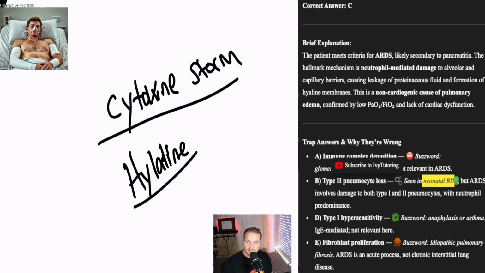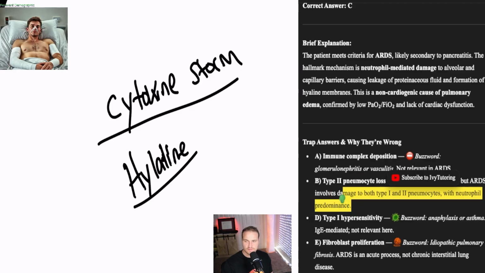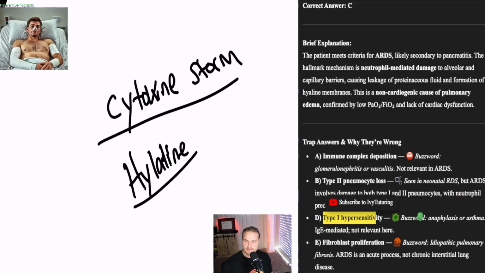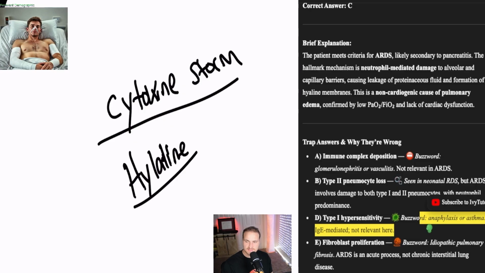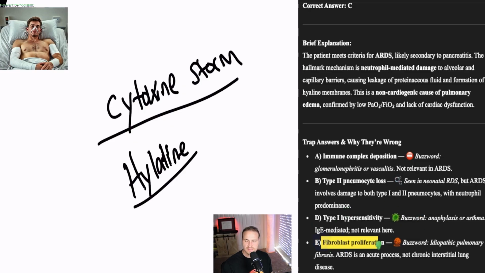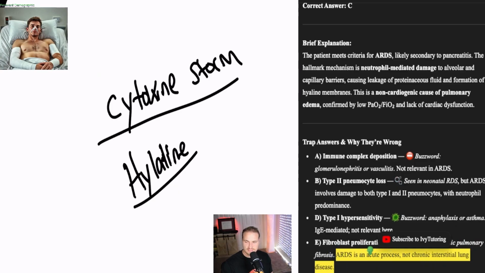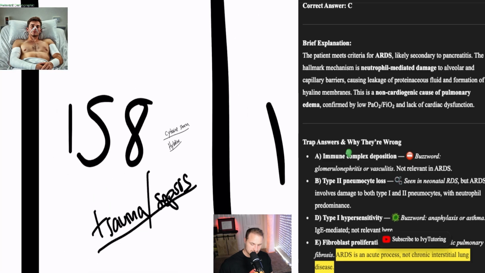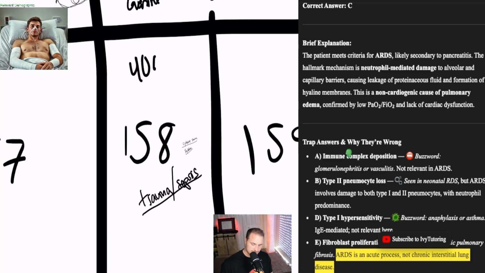That's seen in neonatal RDS, but acute respiratory distress syndrome involves both of them with neutrophil predominance. Type 1 hypersensitivity would be anaphylaxis and asthma, IgE mediated. It's not relevant here. And fibroblasts would be idiopathic pulmonary fibrosis. ARDS is acute, not chronic interstitial lung disease. And this is a pretty serious condition. It's something like 40% of patients who are in the ICU with ARDS are not going to survive.